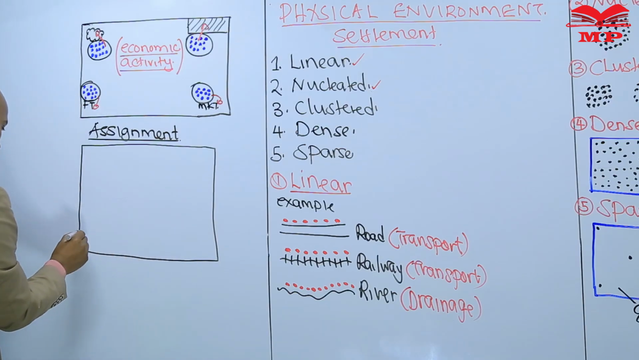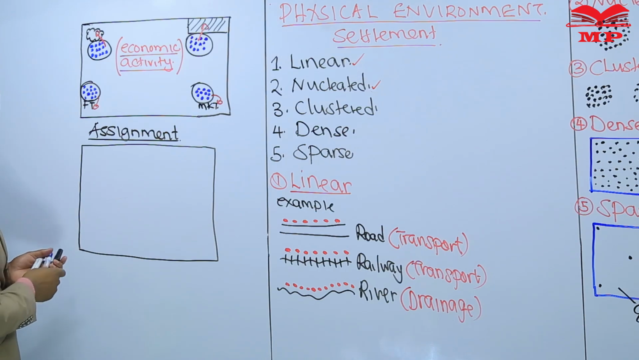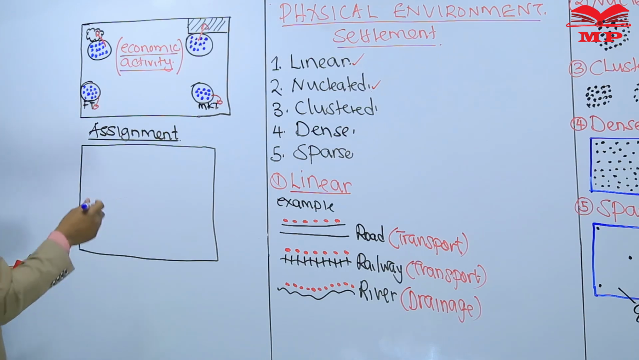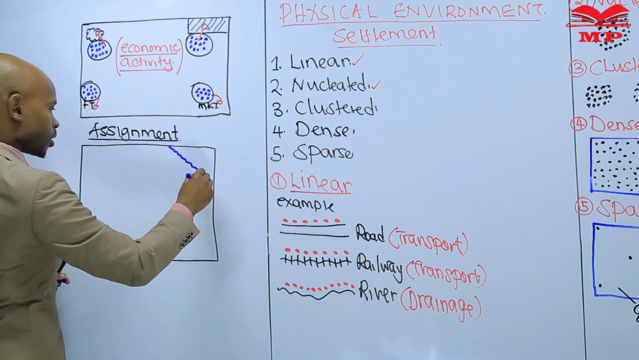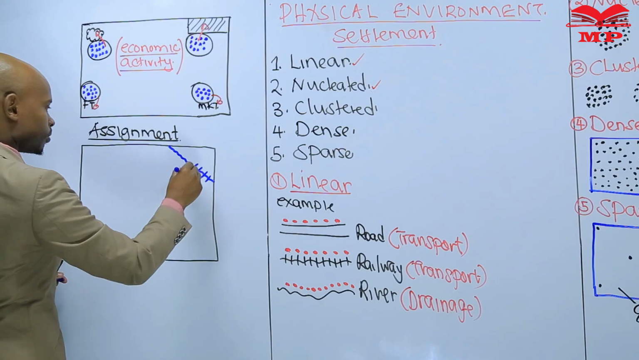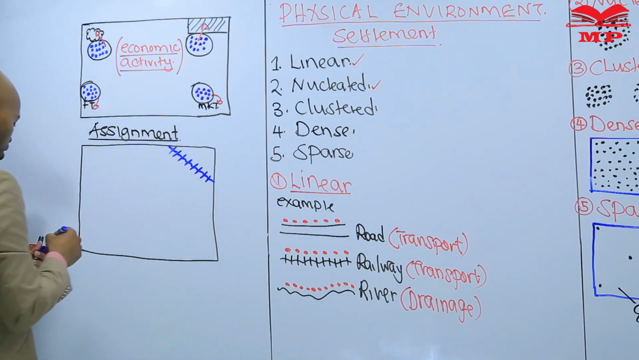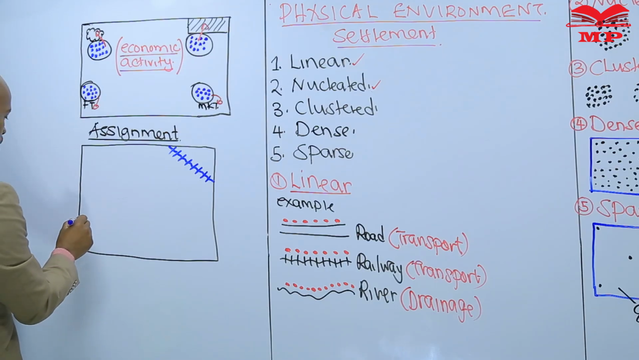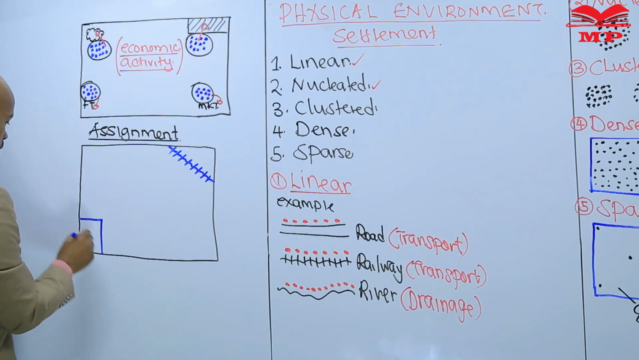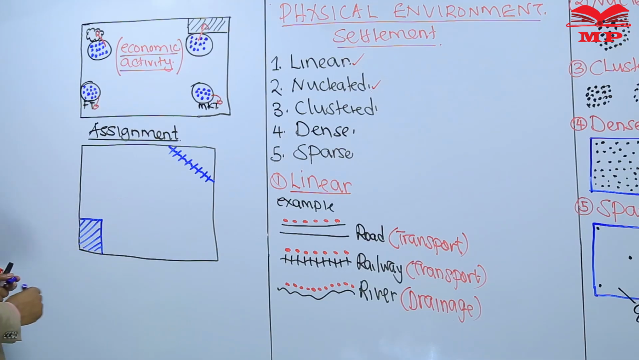I'll have a simple map for you here. And from this map, I have a railway there. Number 2, I have a plantation here. Let me have a plantation there. An example of a plantation. We have a plantation there. We have a railway there.